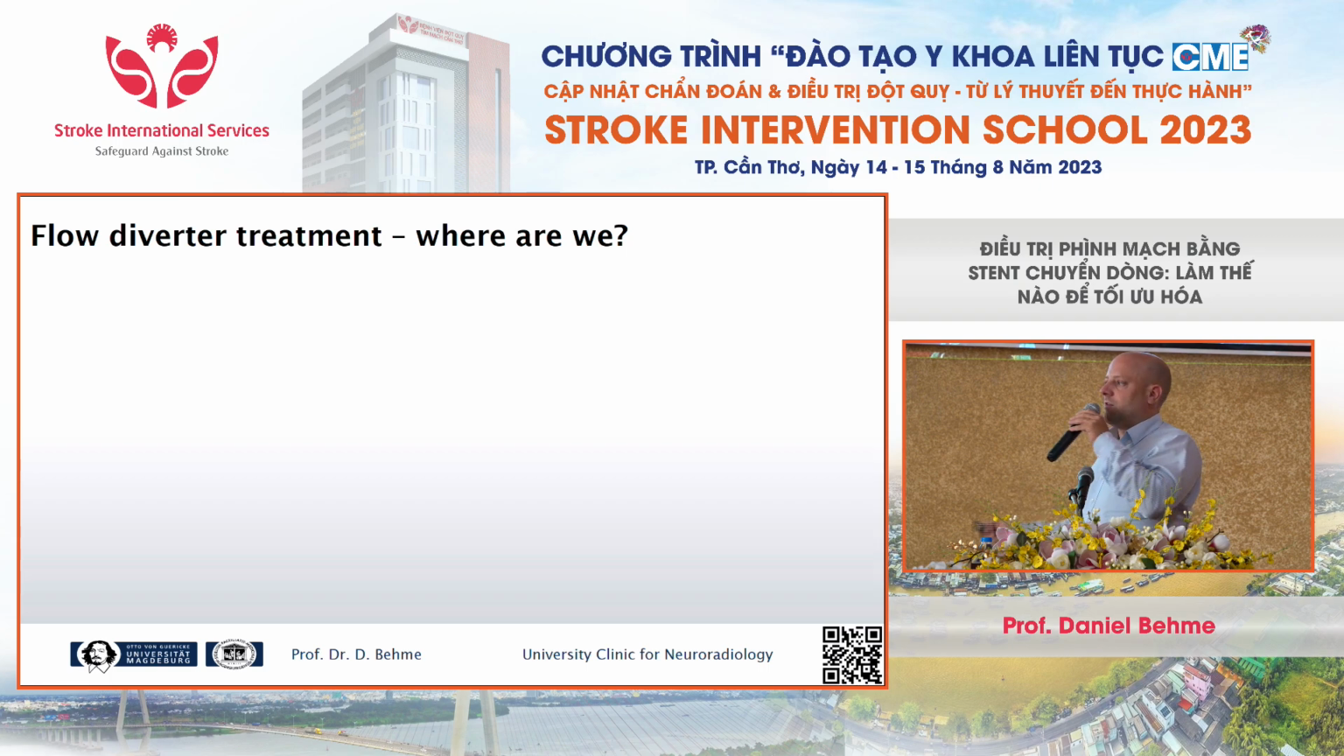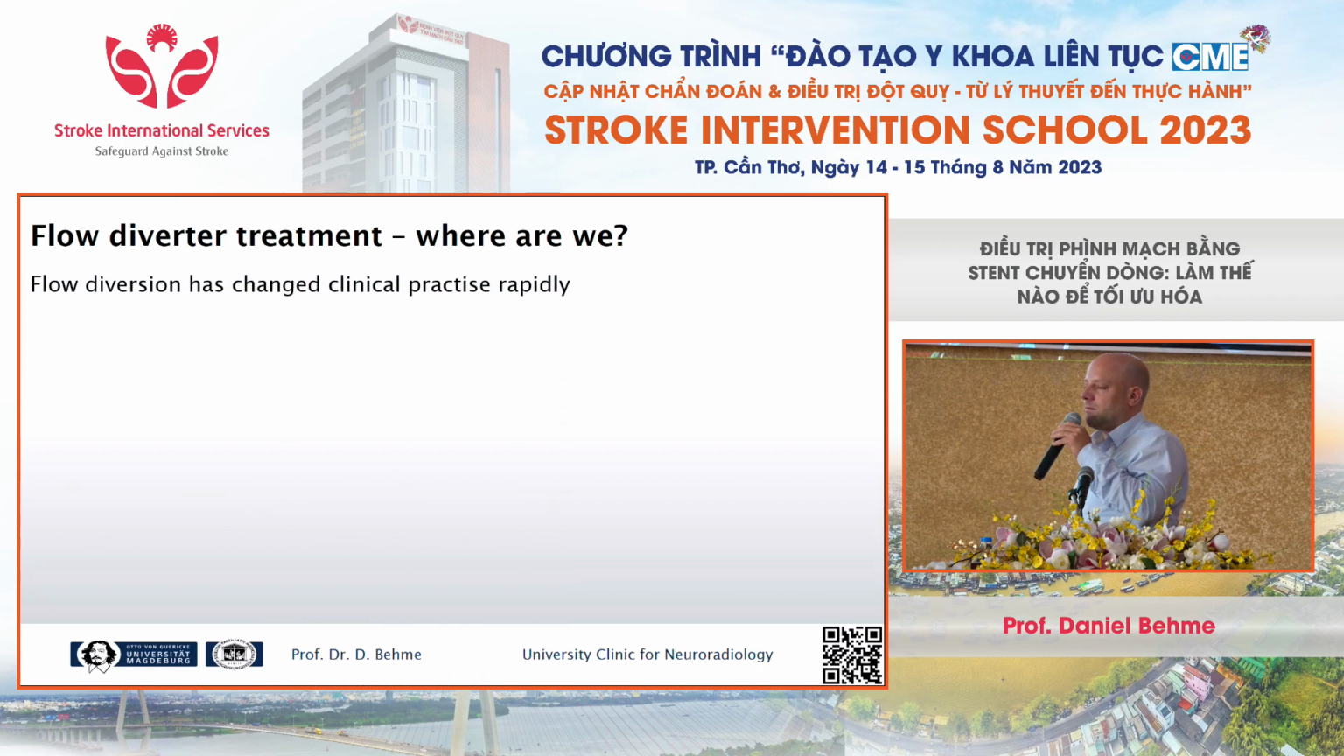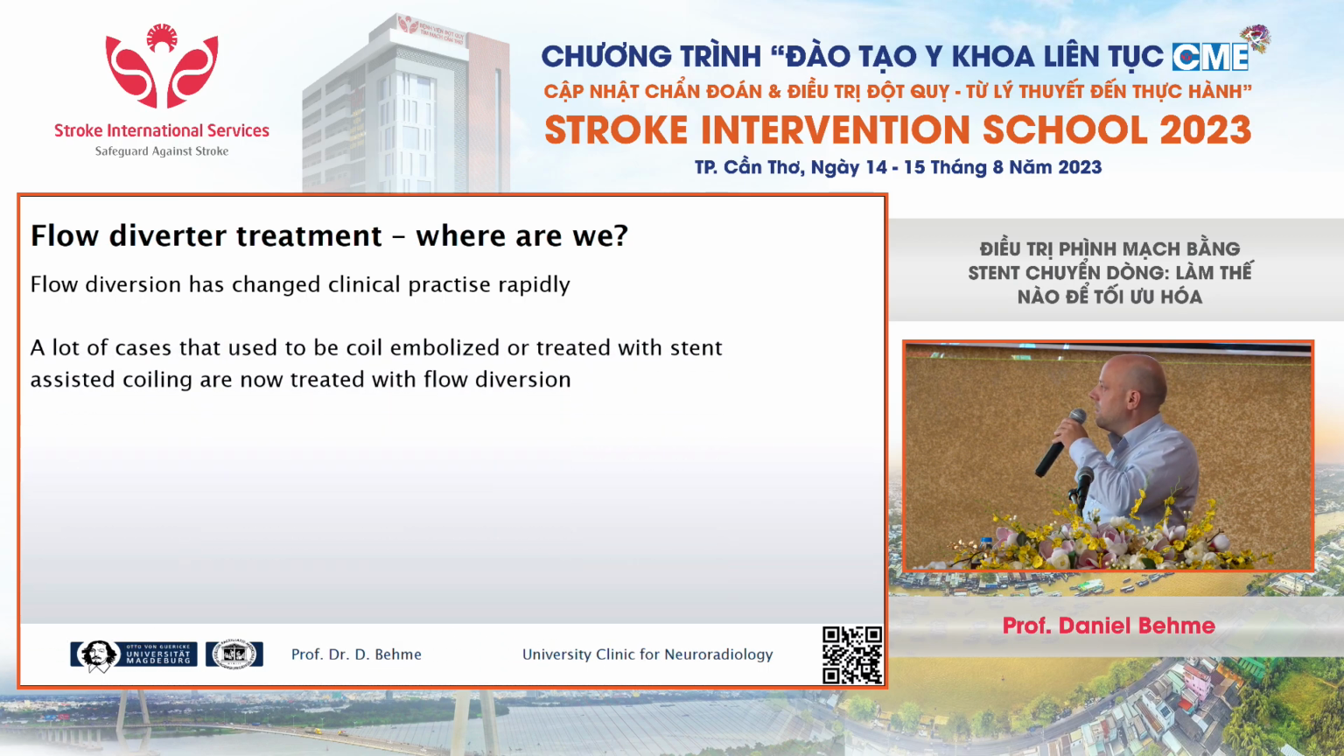So flow diversion in general, where are we? I think, and that's true for most of us, that the introduction of flow diverters rapidly changed how we treat aneurysms over a rather short course of time, because a lot of cases that we usually used to treat with stents and coils, or only with coils or balloon remodel coiling, are now treated with flow diversion.